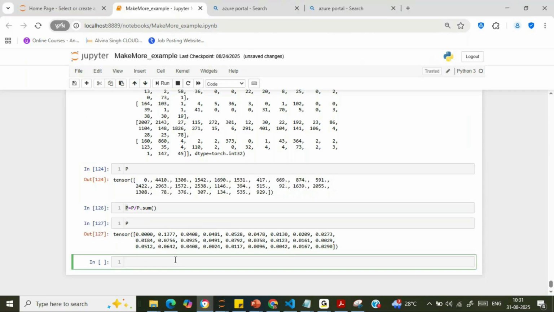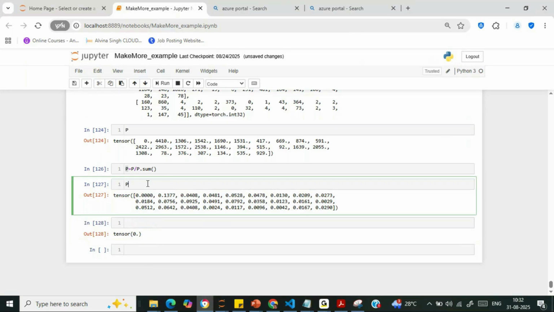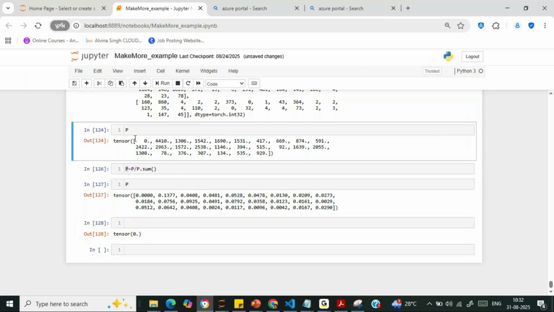And if I calculate p of 0 and I calculate the sum of this, p of 0 dot sum. Okay, that is perfectly fine.